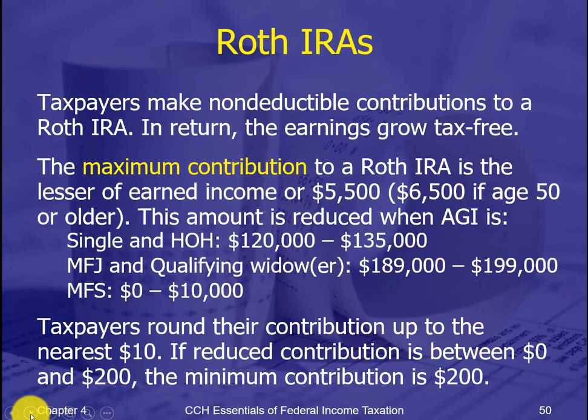$5,500 is a max, $6,500 if you're age 50 or older. So that's an extra $1,000. But you can't make those contributions if your income is too high, and you see the phase out ranges there. We always round to the nearest $10. Okay, minimum contribution is $200. So some rules about how that's determined.